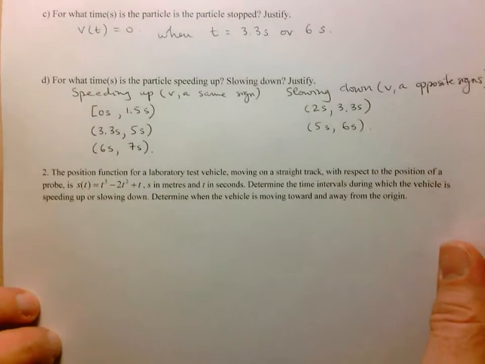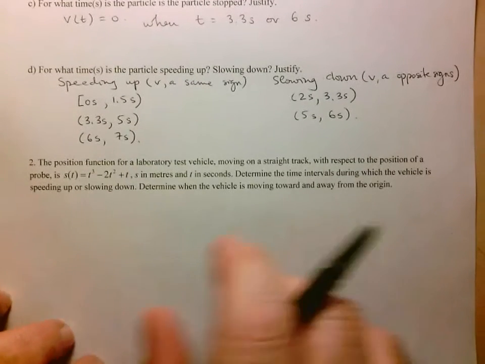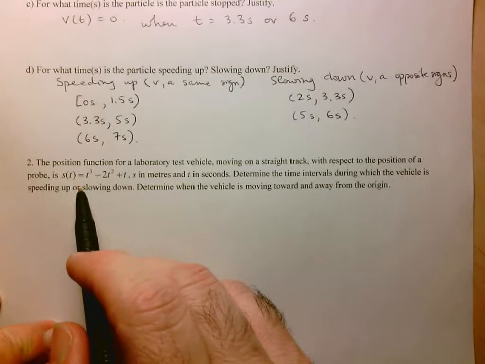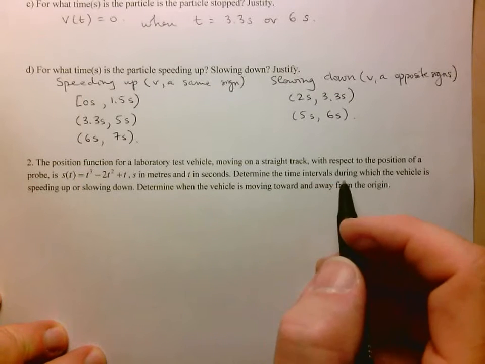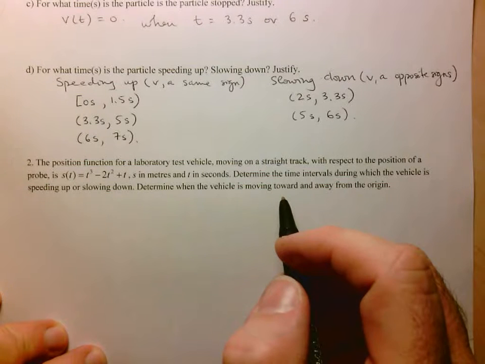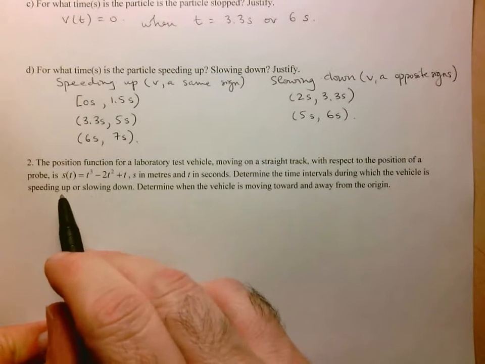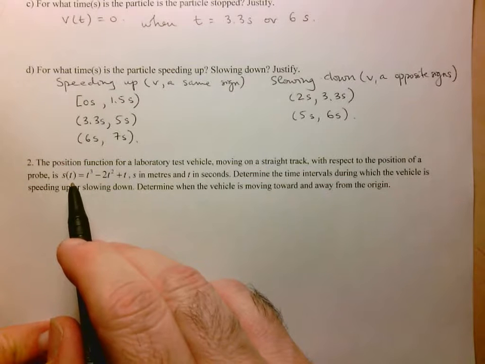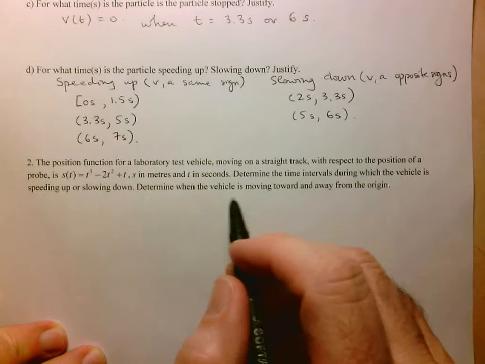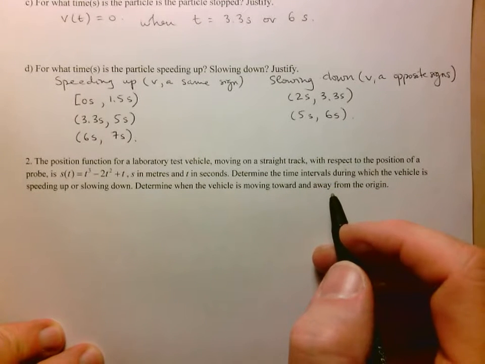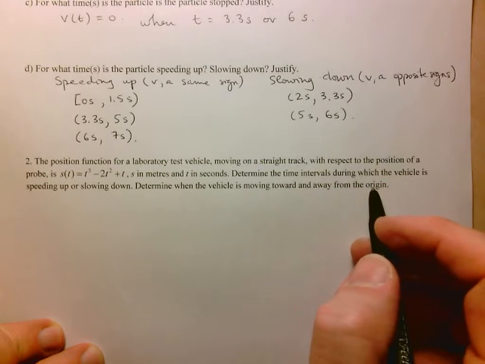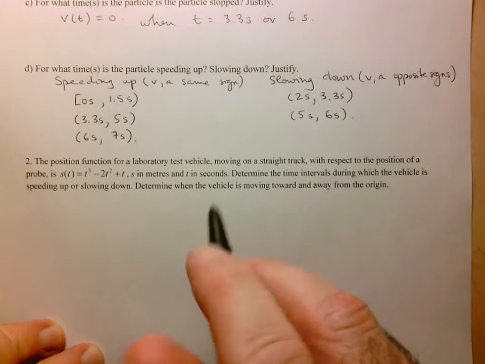Let's take a look now at number 2. Okay, and they give us the position function this time of some vehicle. Okay, and they want us to determine the intervals where the vehicle is speeding up, slowing down, and when it's moving toward or away from the origin. Okay, so let's recall. So we already saw speeding up, slowing down. We have to show that velocity and acceleration have to have the same sign for speeding up, different signs for slowing down. And it's very similar for whether it's moving toward or away from the origin. If the position and velocity have the same sign, it's moving away from the origin, and if they have opposite signs, the object is moving toward the origin.